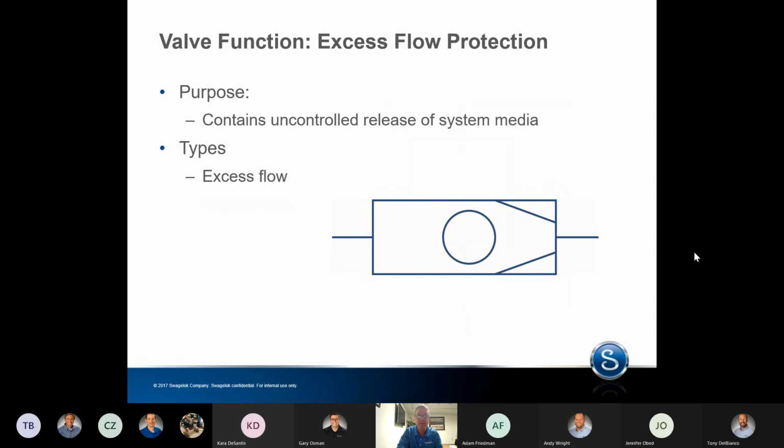And finally, the last valve function is excess flow protection. As the name states, this valve contains uncontrolled release of system media.